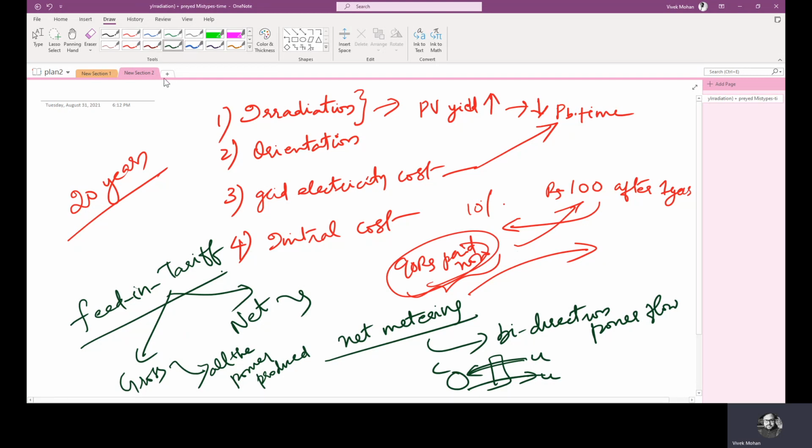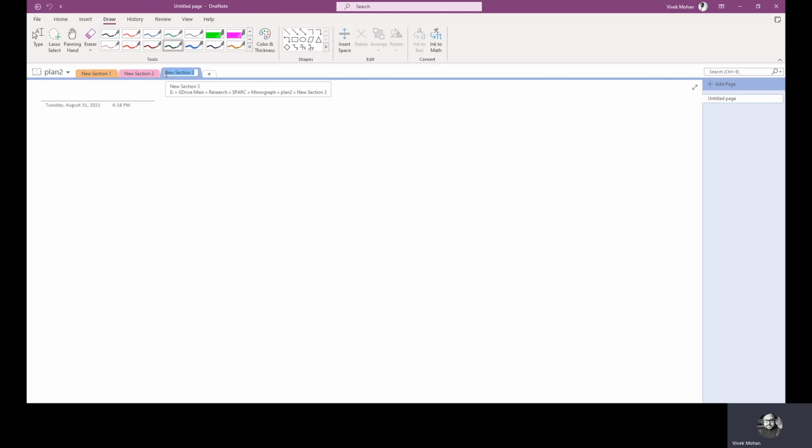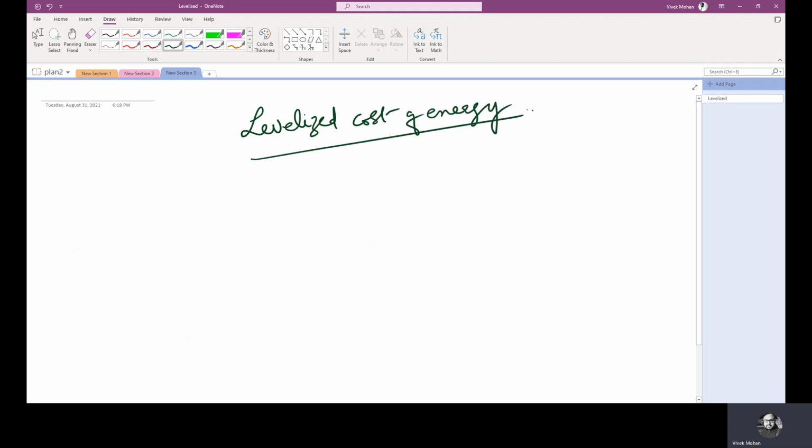Now another important term in PV system economics is levelized cost of energy. It is defined as the cost per kilowatt hour of electricity produced by a power generation facility. So it need not be PV, it can be any generation technology. For any generation technology, this levelized cost of energy definition is valid. This is usually used to compare the lifetime cost of the generation technology.